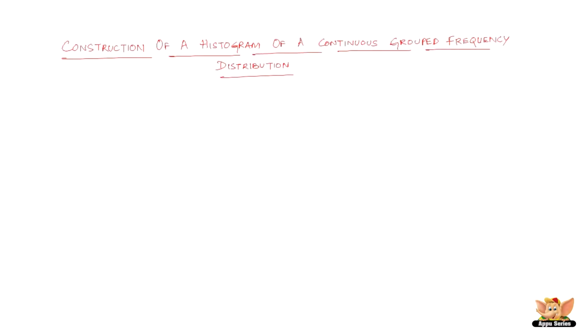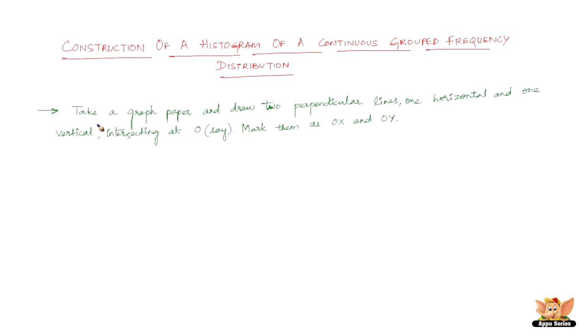In this video, let us look into the steps that are followed in the construction of a histogram of a continuous grouped frequency distribution. The first step goes like this. Take a graph paper and draw two perpendicular lines, one horizontal and one vertical, intersecting at O. Mark them as OX and OY.